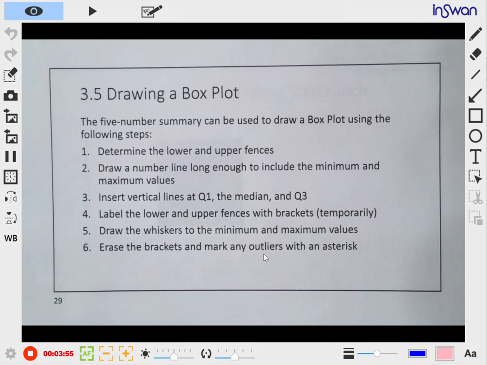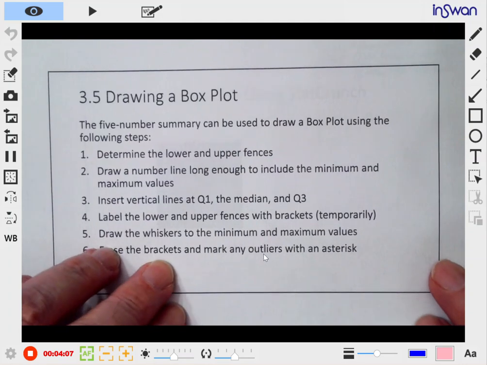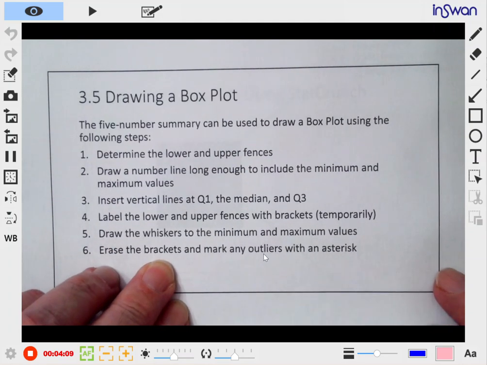So if you've printed out these notes, you can refer to them as I'm drawing a box plot. I will refer back to this, but I'm not going to read these to you. You can do that on your own. Let's go ahead and go to the next slide.